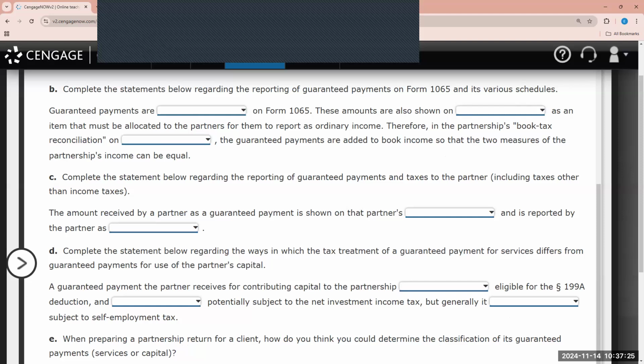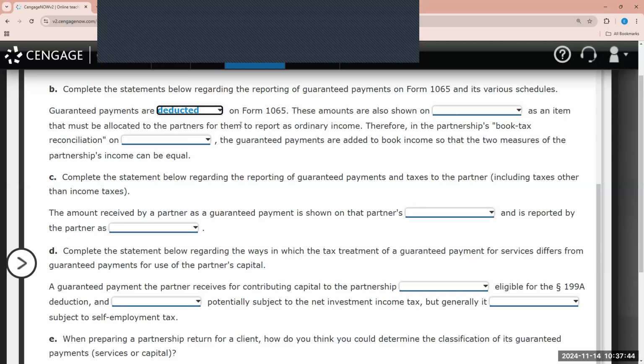So we move on to Part B. And Part B is asking us to complete the statements below regarding the reporting of guaranteed payments on Form 1065 and its various schedules. So guaranteed payments, are they deducted, not deducted? Guaranteed payments are deducted on Form 1065, page 1, or they're capitalized if the payment relates to an underlying partnership asset. Here it states these amounts are also shown on K1, Schedule K, Schedule M.